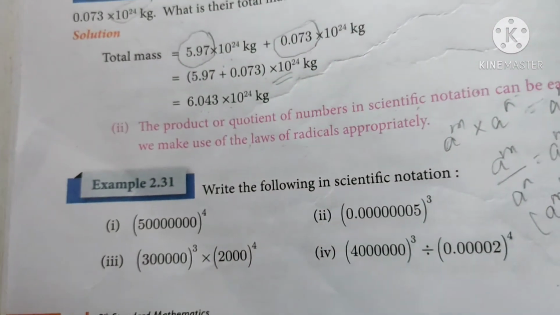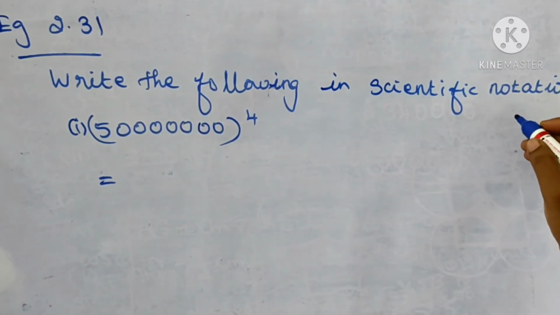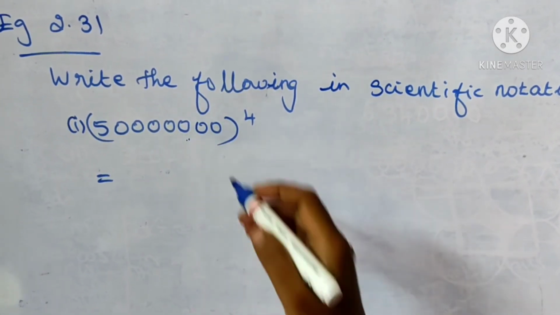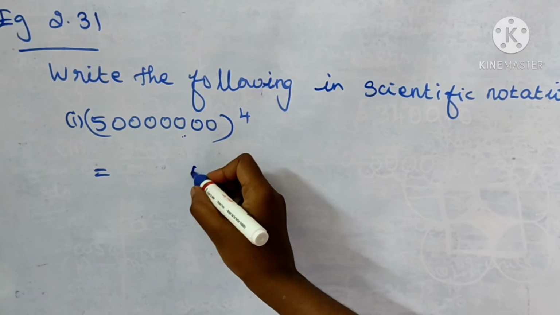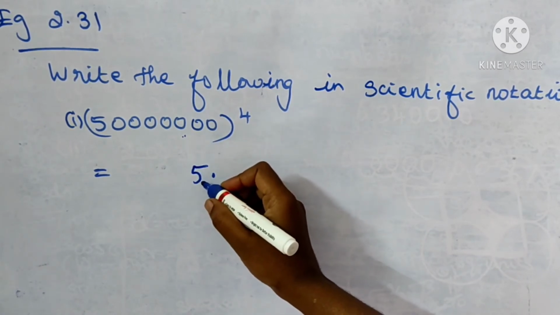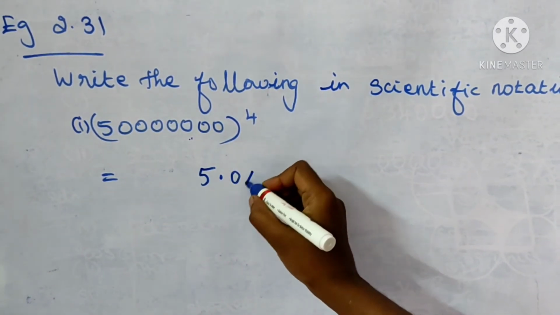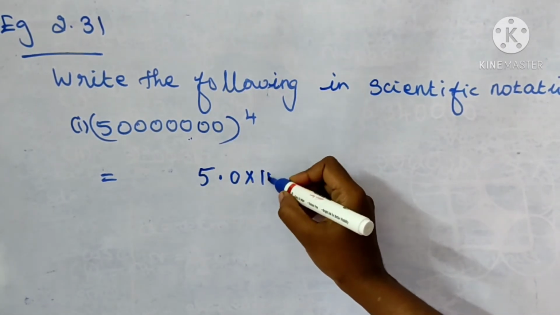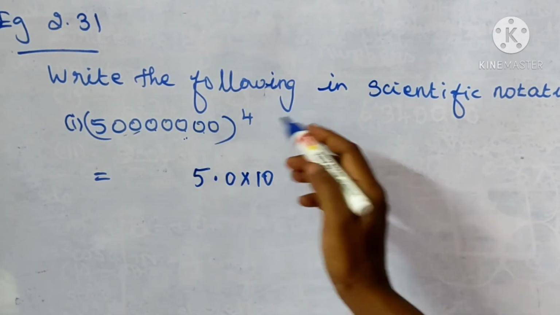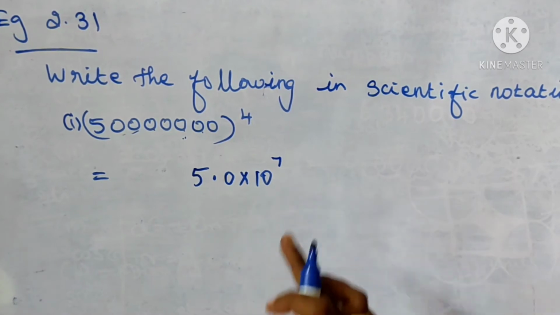Listen, example 2.31. Write the following in scientific notation: 5 crore the whole power 4. First you write the scientific notation of 5 crore. For 5 crore, the decimal point goes after only one digit on the left side. So 5.0 into how many zeros? After 5 there are 1, 2, 3, 4, 5, 6, 7. So 10 power 7. This is the scientific notation of 5 crore.